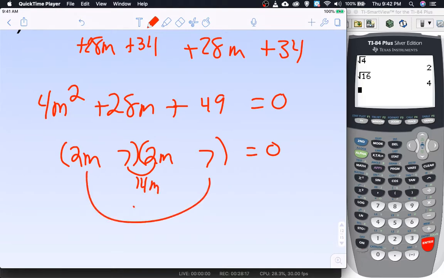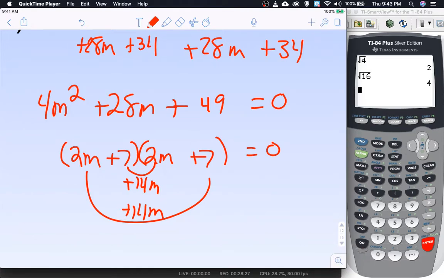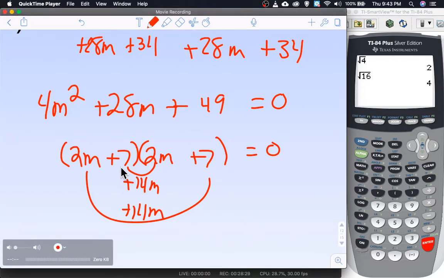14m and 14m. And you probably could do this stuff in your heads now. To make it a positive 28, these would both be pluses. And a quick mental math check. Make sure everything looks good. Yep. Yep. Yep. All right.